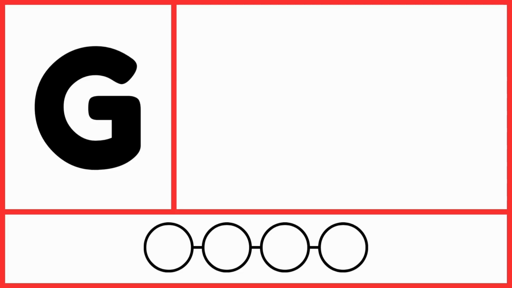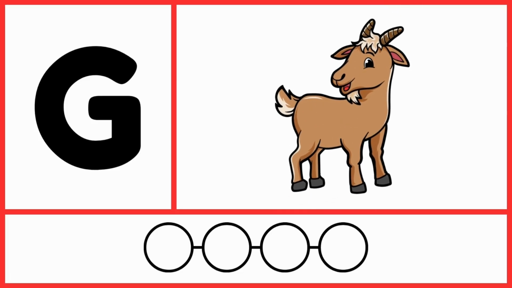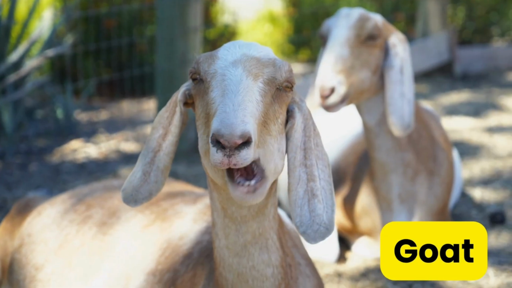G. G is for goat. Let's spell it. G, O, A, T. G is for goat. Goat.